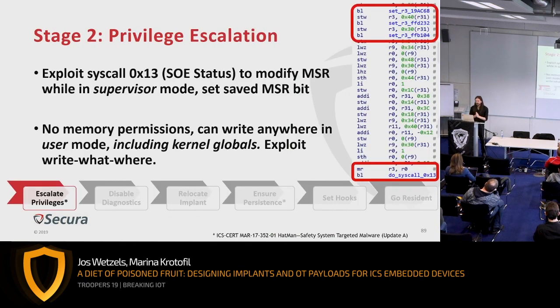Now, they find an exploit in a system call, the SoStatus system call, that allowed them to modify the MSR register while running in supervisor mode, because it's saved to some global, and then when the system call returns, it restores it. The problem is that they have this supervisor separation for the instructions, but they did not have memory permissions. So even in user mode, you can write anywhere in memory, including to kernel globals. And that gave you basically a write-what-where, and that allowed you to override these variables to trigger a write-what-where situation that allowed them to toggle the bit to supervisor mode.